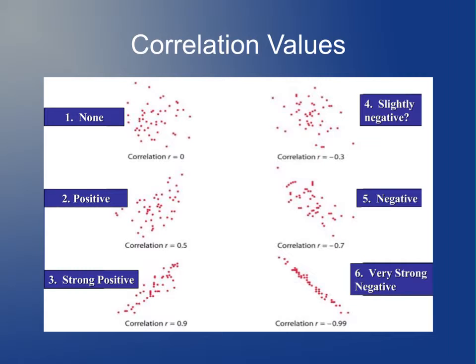So, going back to the graph I showed earlier, here are the correlation values for each of these plots. The first panel, there's no association, so the correlation is 0. Panel 2, there's a positive association. Panel 3, there's a very strong positive association. You get R equals 0.9. Panel 4, there's a weak negative association. You get R equals -0.3. Panel 5 has a stronger negative association, and panel 6 has an almost perfect negative association, which is why we get a correlation value of almost -1.